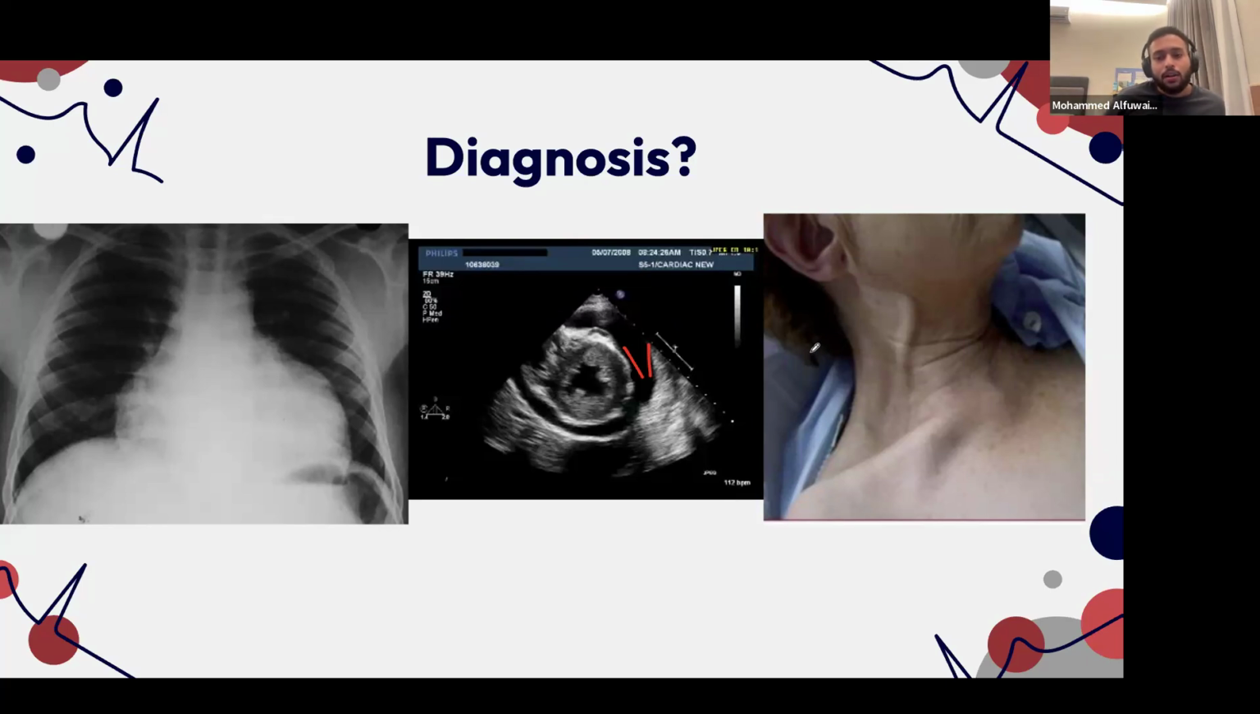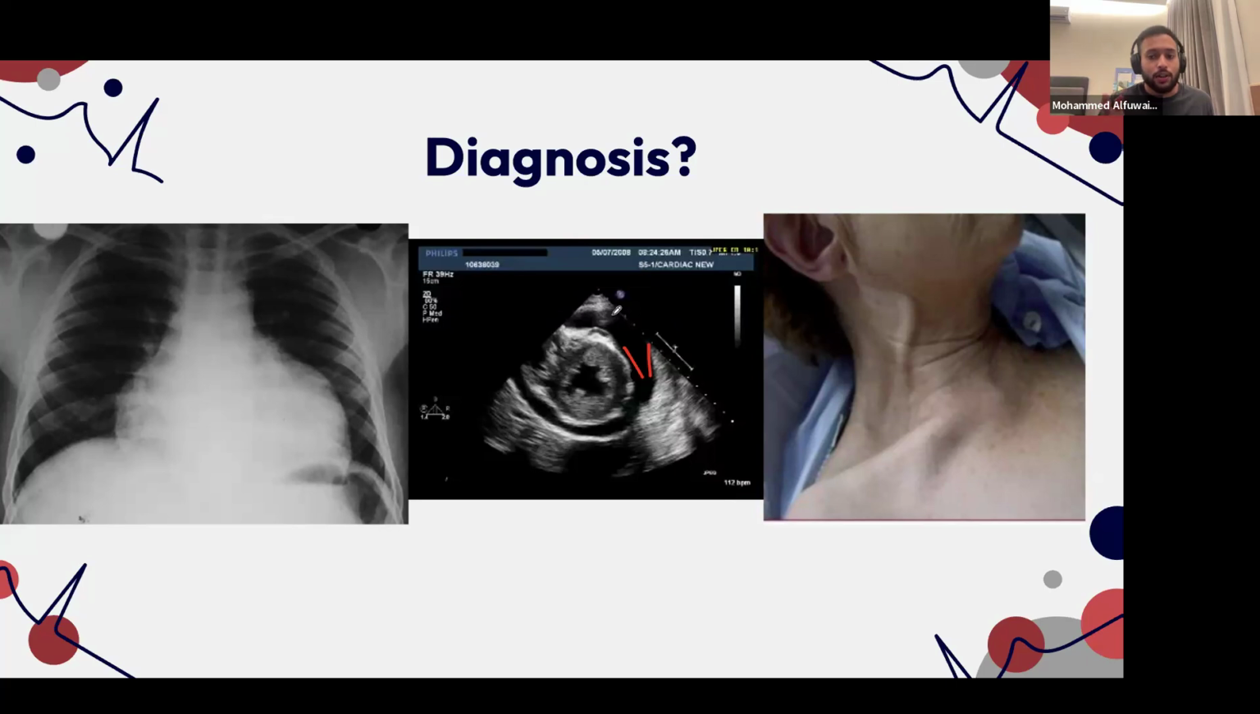Beck's triad. What are the three components of Beck's triad? Hypotension, good. Increased JVP and muffled heart sounds. Okay, not murmur, muffled heart sounds. Why is there muffled heart sound? Because there's space now, so you can't hear the heart sounds as well anymore. Okay, because of the fluid. So it's muffled heart sounds.